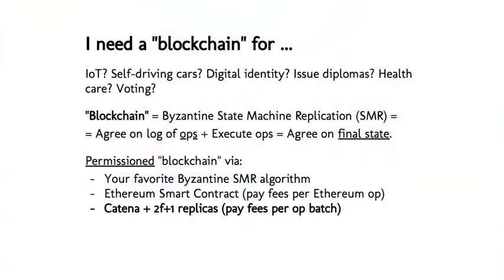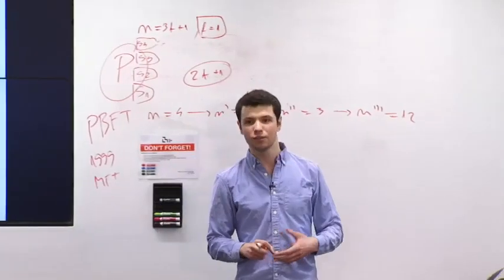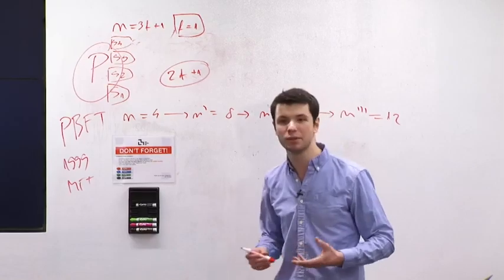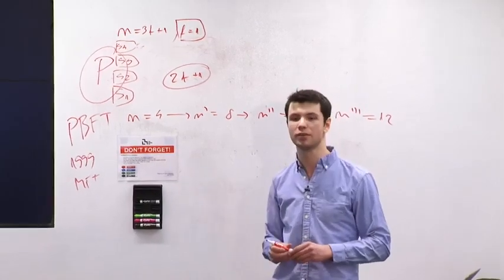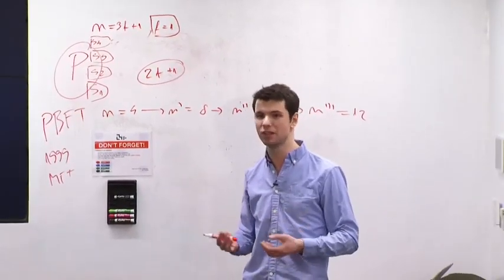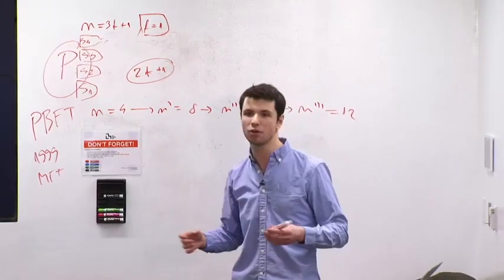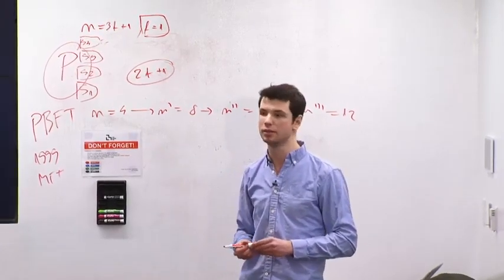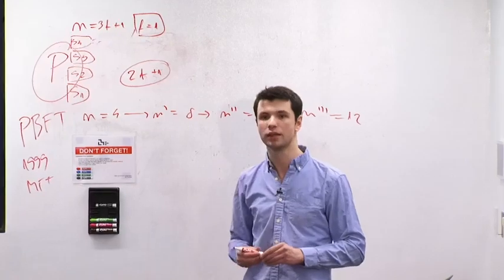So in fact, if you use Catena with 2f plus 1 replicas, I claim that you can get a permissioned blockchain that leverages the Bitcoin blockchain to do the agreement on the log of ops. So in that sense, it's a mix of permissioned and permissionless. We haven't studied this, so we don't know what properties it would have. That's future work.